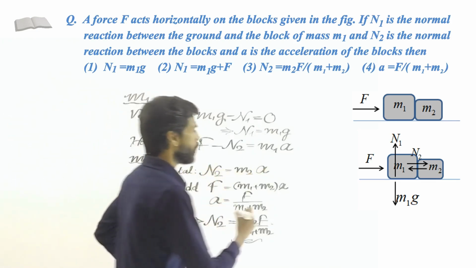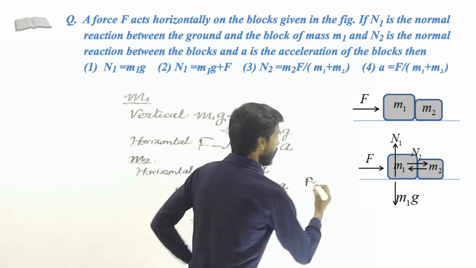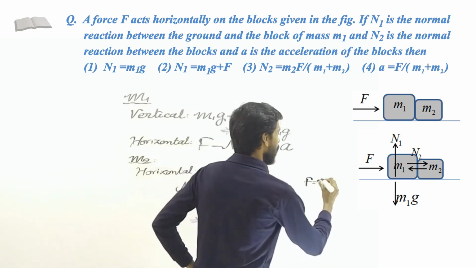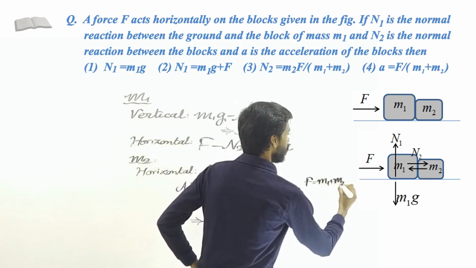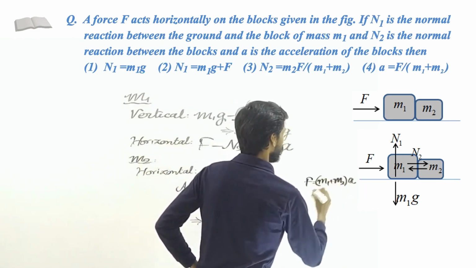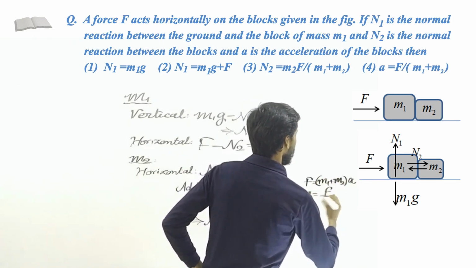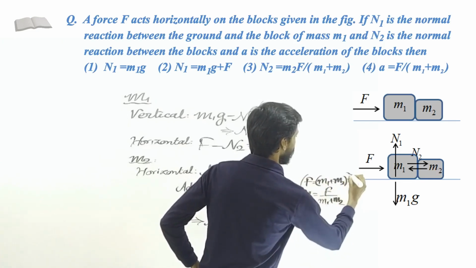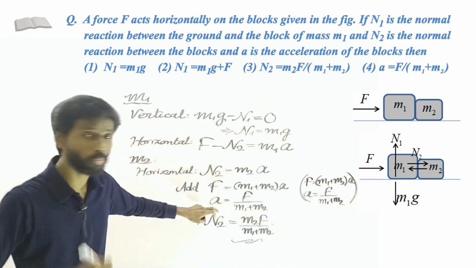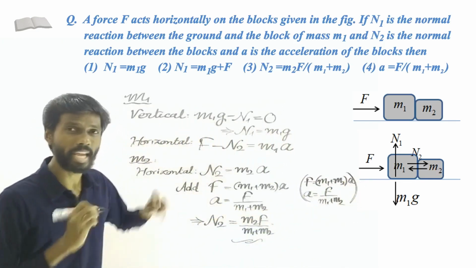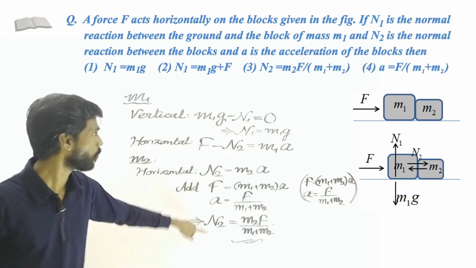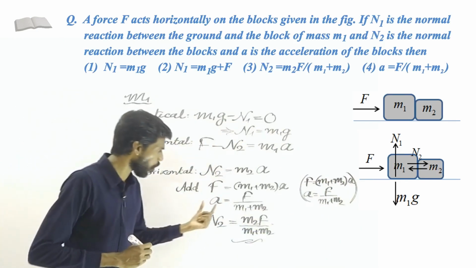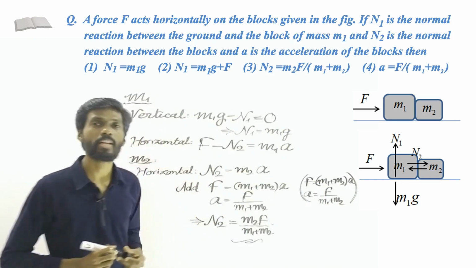That means by Newton's second law, the force equals mass times the acceleration. What is the mass? M1 plus M2, the total mass, multiplied by the acceleration. That gives you acceleration F divided by M1 plus M2. So this way also we can find directly the acceleration of the two blocks. But anyway, we have to find the normal reaction also, so we have to use the earlier method. Suppose you want only the acceleration, we can use this method also, right?